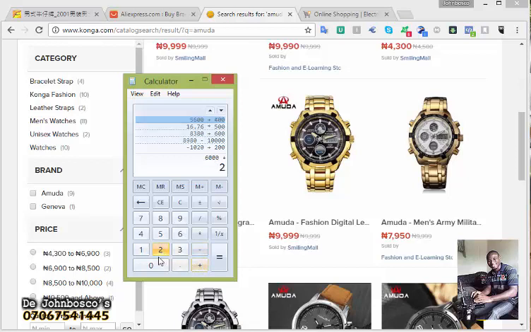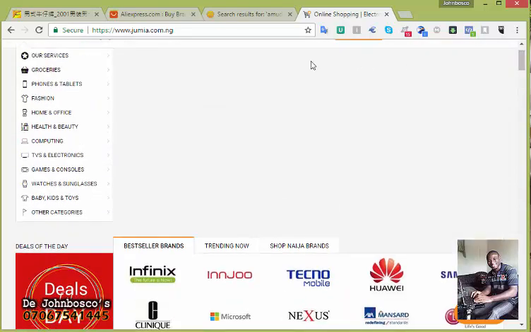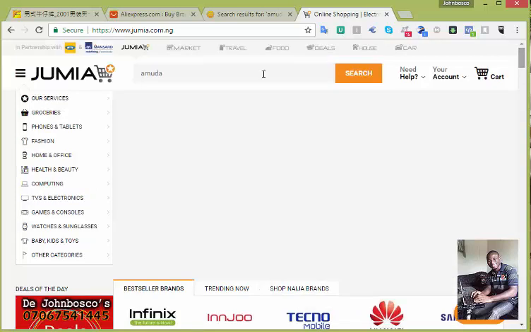Alright, so on Jumia, let's see if we can see that same wristwatch. Good. Whoa! It sells for 12,500 on Jumia. Wow! How much did I buy? I bought at 6,000. Well, what did we calculate? We calculated 6,000. I bought at 6,000, and if I sell for 12,500, wow! I'm having a gain of 6,500.